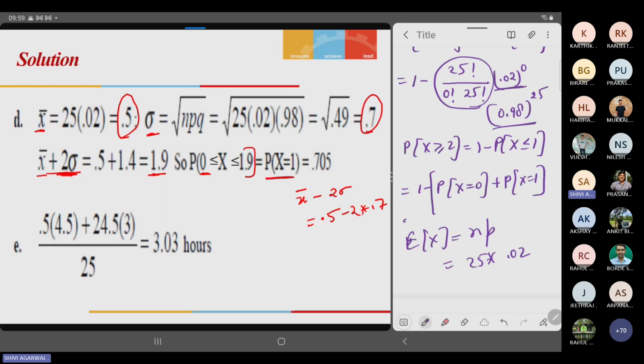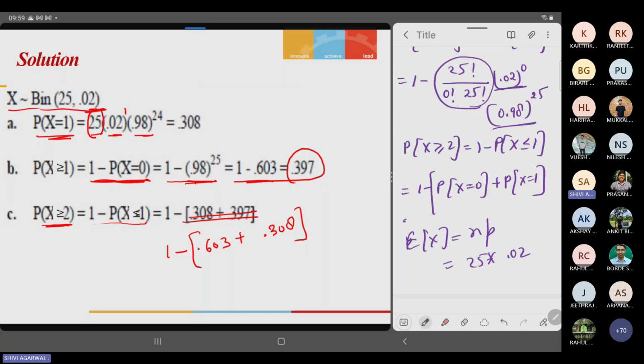So probability when x is equal to 1 and 0. So it is equal to the probability when x is equal to 0 plus probability when x is equal to 1. So it is probability of x less than or equal to 1. So it is 0.705. We have already done this part.